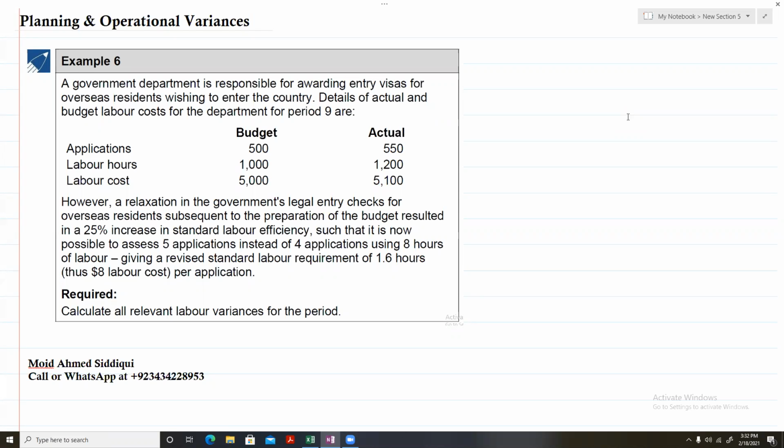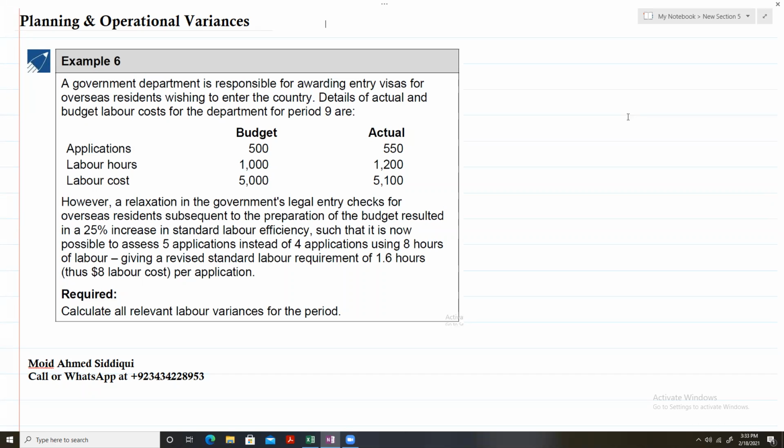The first thing that you need to understand about planning and operational variances, the very key point, in fact the most important point, is that for planning variances, we compare the revised standards against what we budgeted, and for operational variances we compare the revised against the actual.